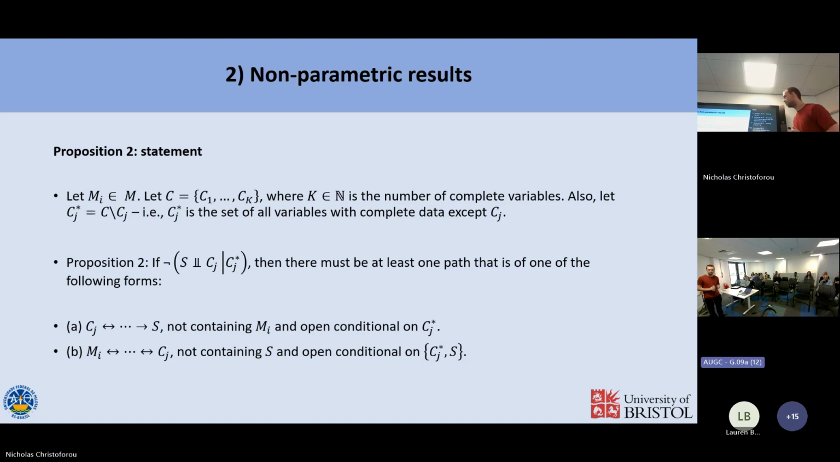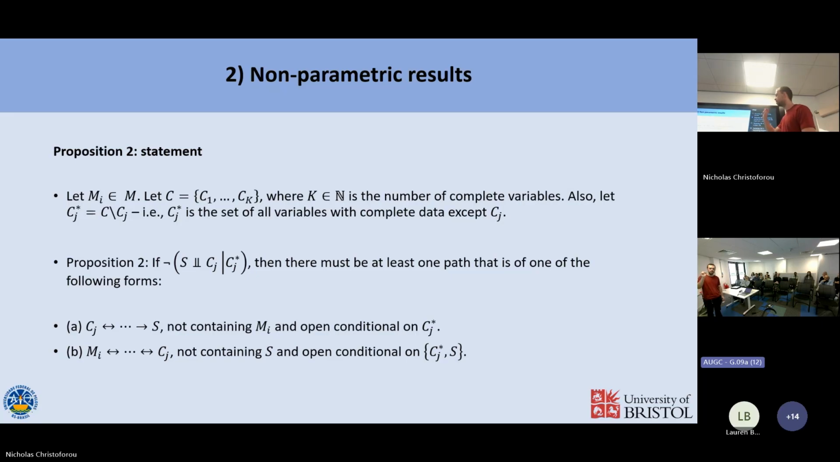So here comes the proposition. Now again, some new notation here. The negation symbol in front of the expression: inside parentheses, I'm saying that S and Cj are independent conditional on Cj star. So what I'm saying is that they are not independent. I'm negating the independence statement. So that's just the notation I'm using to express lack of independence.